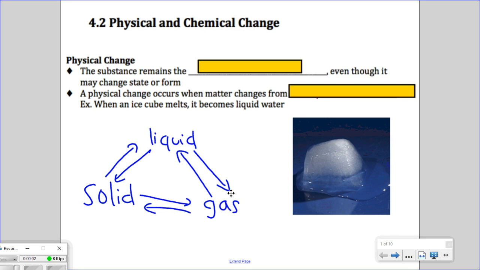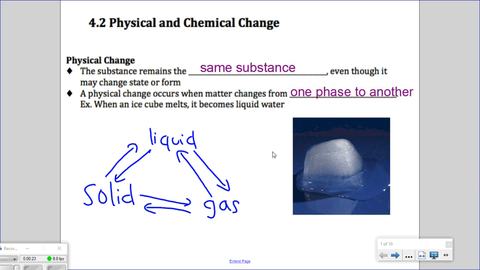In this video, we will go through physical and chemical changes. So we'll first define a physical change, so this you should be familiar with. With a physical change, the substance remains the same substance, even though it may change state or form. A physical change occurs when matter changes from one phase to another. For example, when an ice cube melts, it becomes liquid water.